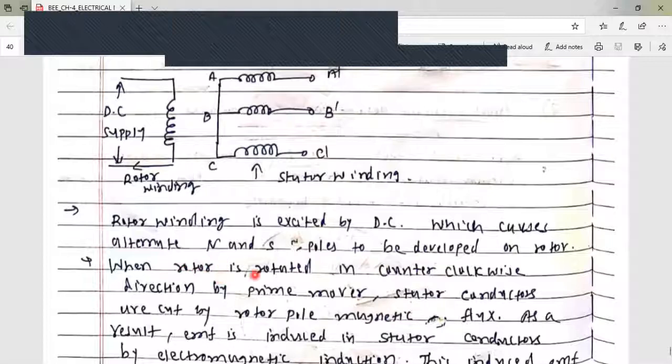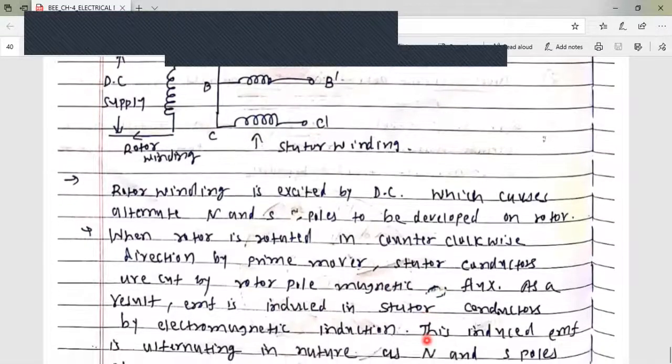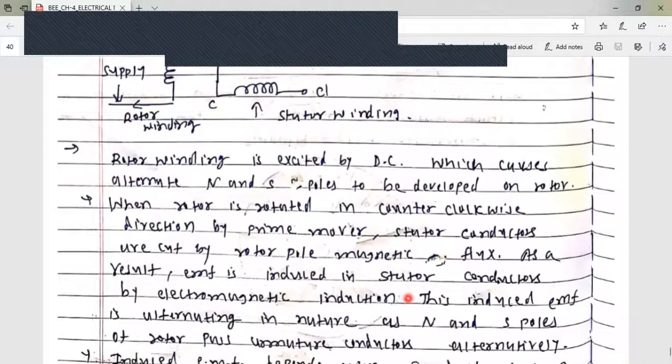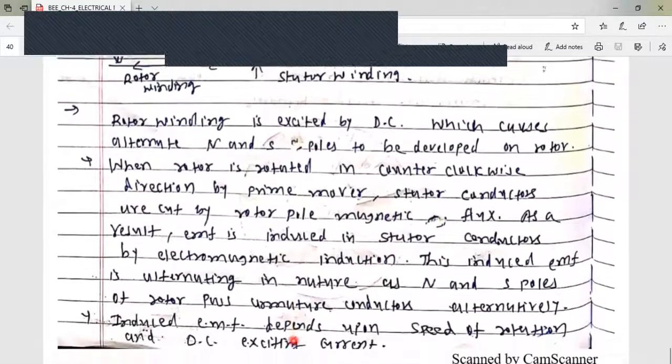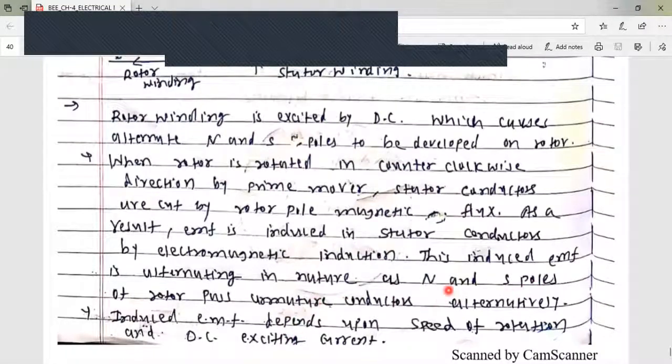So when the rotor is rotated in counterclockwise direction by the prime mover, stator conductors are cut by the rotor pole magnetic flux. As a result, EMF is induced in stator conductors by electromagnetic induction. And this induced EMF is alternating in nature as north and south poles of the rotor pass the armature conductors alternately.